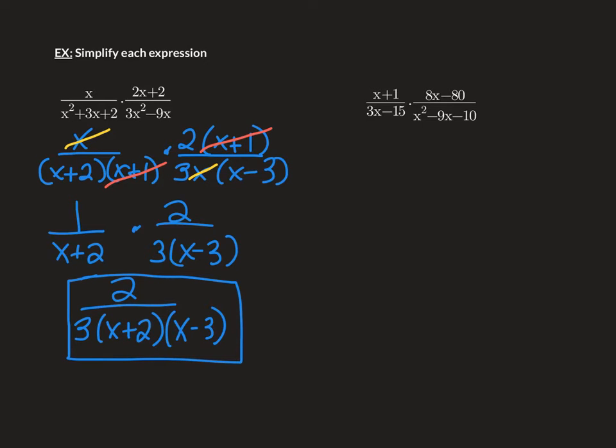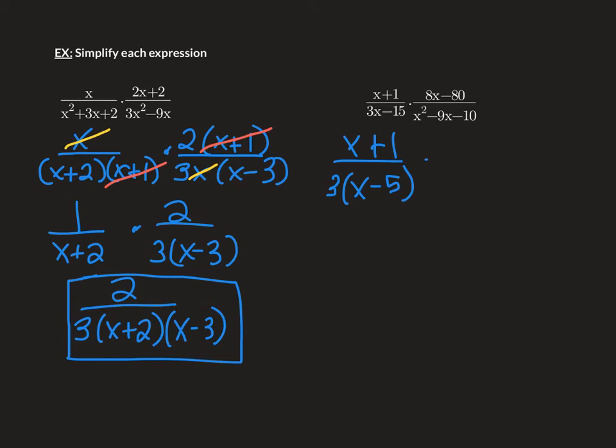Okay, here we go. I'm going to go a little bit faster on this factoring, and you can always pause and rewind the video if you need to. So first, the numerator on the top left fraction. I don't have a greatest common factor, and I don't have any other way to factor it, so I just get an x plus 1. Now the denominator on that same side does have a greatest common factor. It has a 3, so I'm going to pull out a 3, and it leaves me with x minus 5.